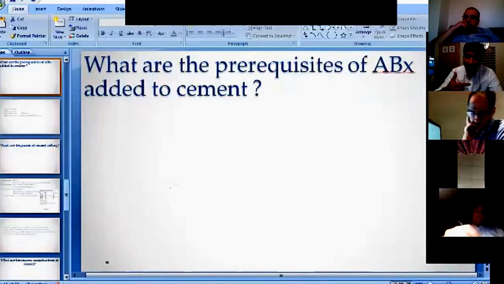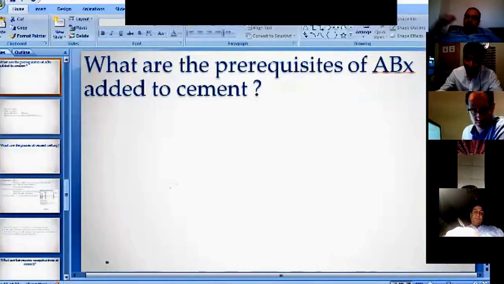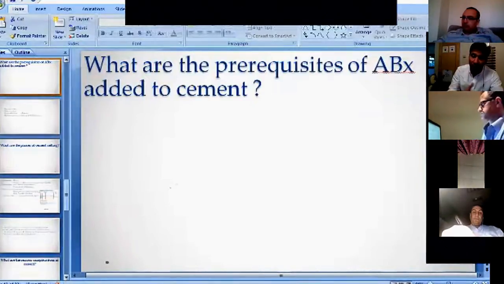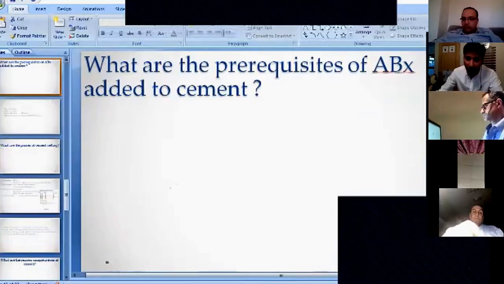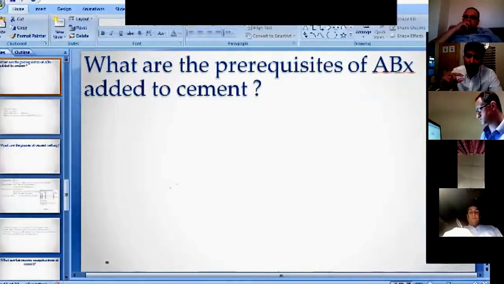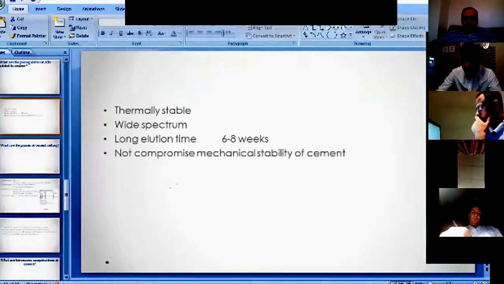It has to be broad spectrum, covering all varieties of gram-positive and gram-negative bacteria. It has to have a long effective period, so that it can last longer within the tissue, and it does not create too much porosity within the mixture, so that it doesn't decrease the biomechanical properties of the cement. So these are the 4 properties I'm aware of.